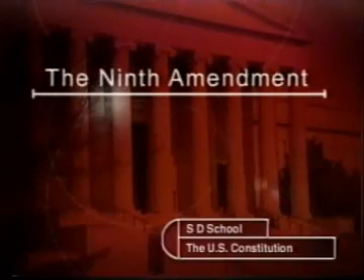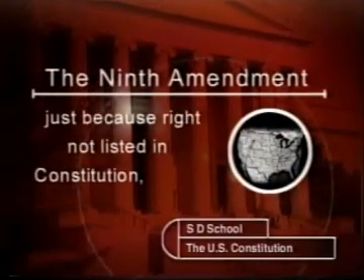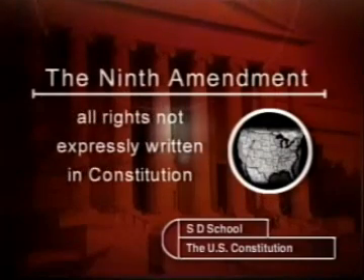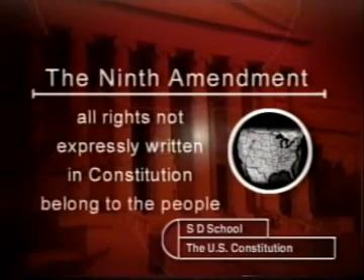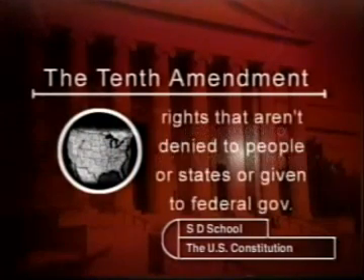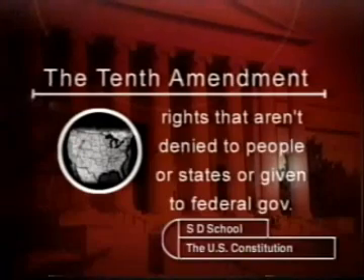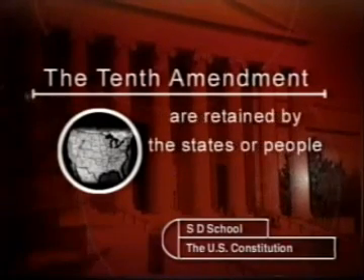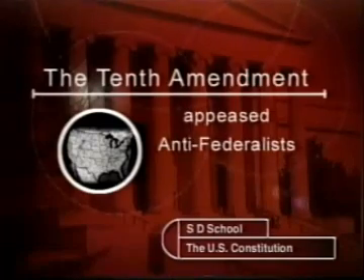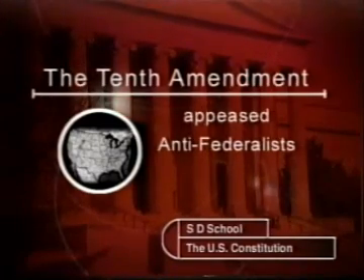The Ninth Amendment states that just because a right is not listed in the Constitution, that doesn't mean the people do not have that right. So all rights not expressly written in the Constitution belong to the people. The 10th Amendment was designed to make the states happy. It says that any rights that aren't denied to the people or states, or specifically given to the federal government, are retained by the states or the people. This amendment was added to appease anti-federalists who thought the Constitution ignored states' rights.